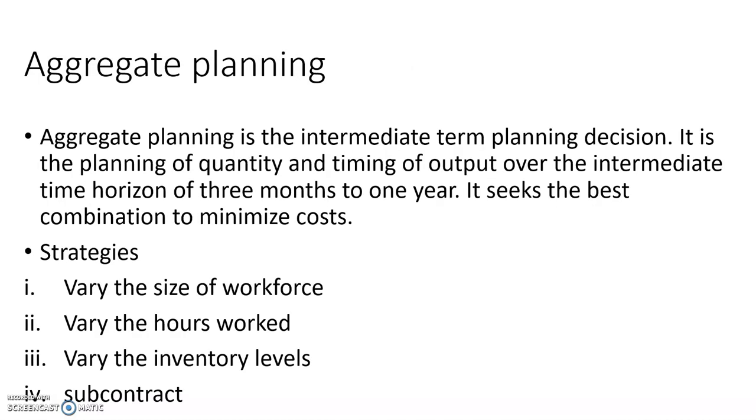Aggregate planning. Aggregate planning is the intermediate term planning decision. It is the planning of the quantity and timing of output over the intermediate time horizon of 3 months to 1 year, and it seeks the best combination to minimize costs. There are various ways and strategies to do the aggregate planning. The first is to vary the size of the workforce, to vary the hours worked, to vary the inventory level, or to subcontract the work.